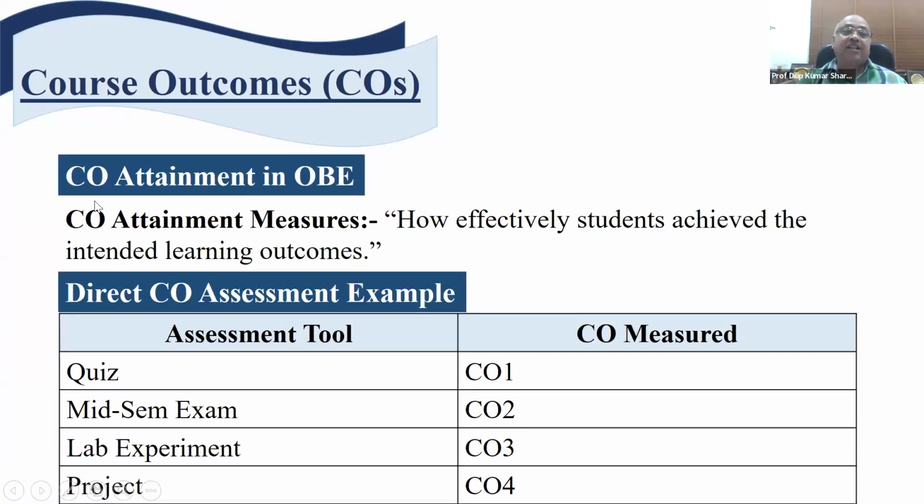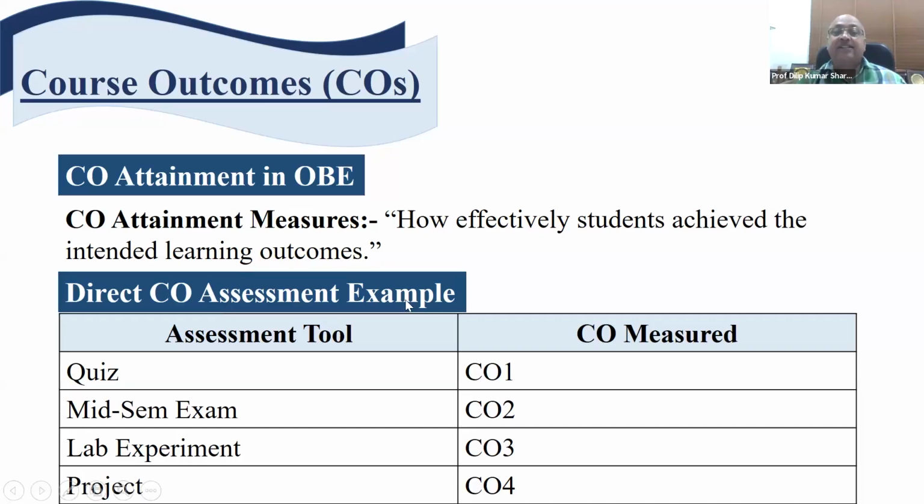So, for example, CO attainment in OBE, outcome-based education. Course outcome attainment measures how effectively students achieve the intended learning outcomes. So by measuring the course outcome, you are able to understand, whatever the course content was, whether they are able to grasp it, and the different program outcomes which were mapped to the content.